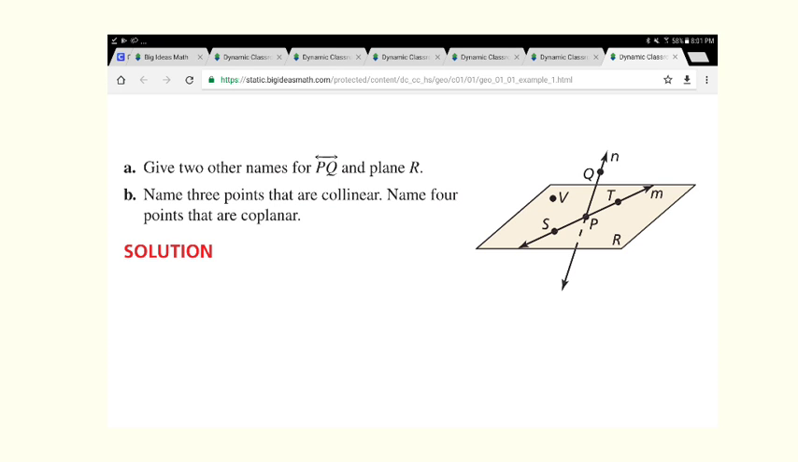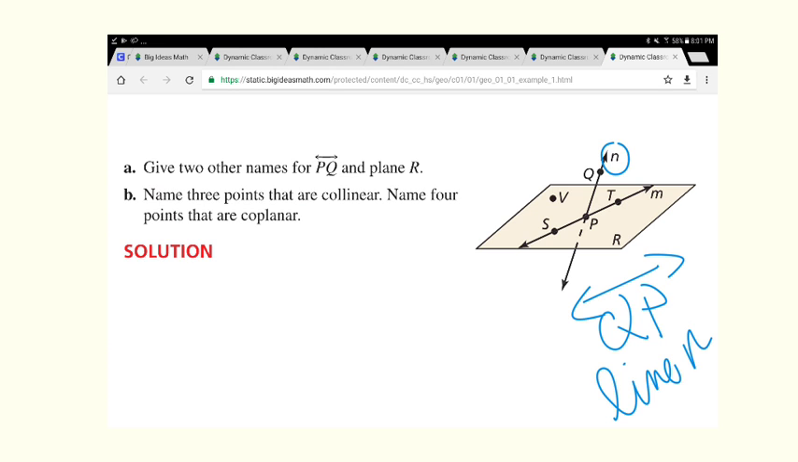Alright, let's take a look at some examples here. It says, give 2 other names for line PQ, notice the double-headed arrow, line PQ, and plane R. So if we look here, there's point P, there's point Q, so the line PQ is this line right here. If we wanted to give it a different name, we could call it QP. Remember, we could just reverse the letters in the name. You'll also notice that they put this lowercase n up here, so I could call it line n as well. We would just write it out that way.